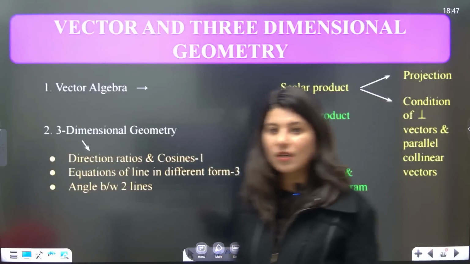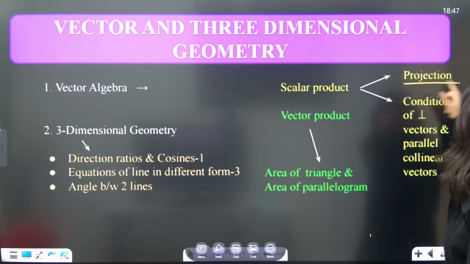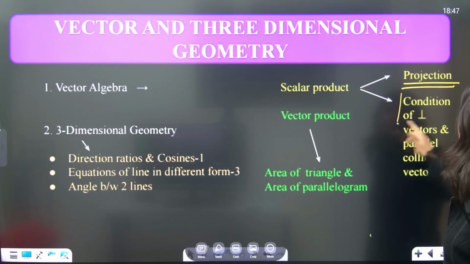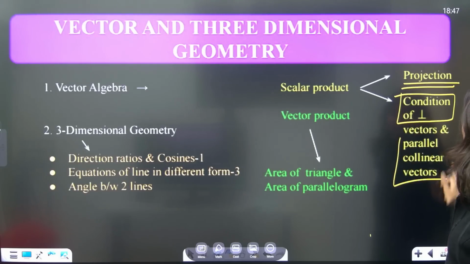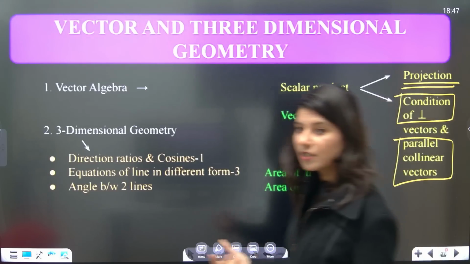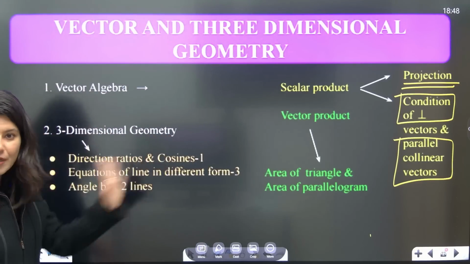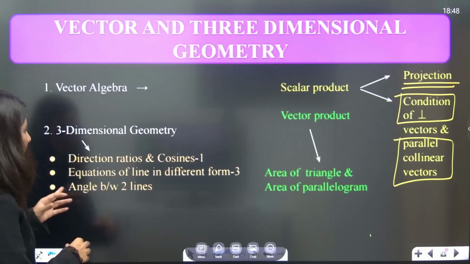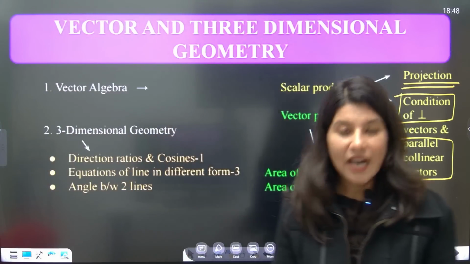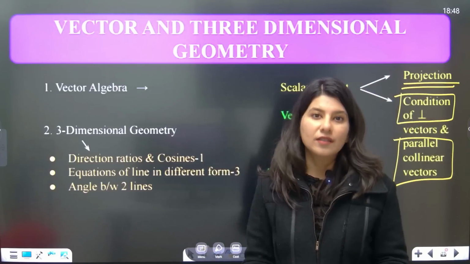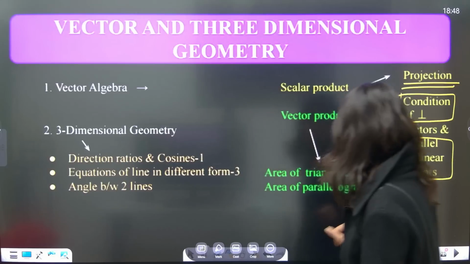The conclusion, what to study from vector and 3D, I'll give it to you. Vector algebra, projection, dot product, cross product, condition of perpendicular vectors, dot product being 0, condition of collinear or parallel vectors. This is from vector algebra, must do. Okay. And if I talk about 3D geometry, direction ratio and cosine, 1 marker question you can expect. Equation of line in different form, I told you. Vector form, Cartesian form, 2 points given, 1 point and 1 direction given, angle between 2 lines. Okay.